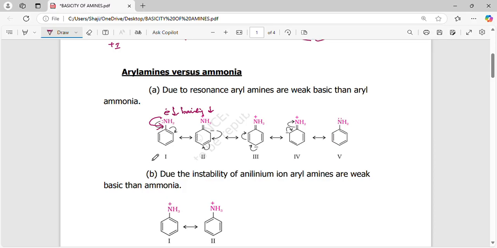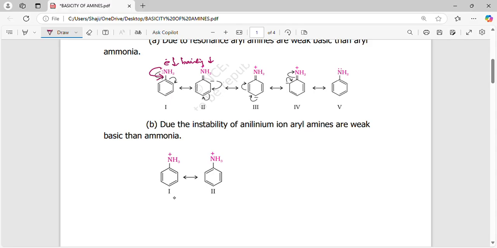This is one of the major reasons. One more reason is the instability of the anilinium ion. Anilinium ion, I'll tell you first. If aniline combines with a proton, why am I talking about the combination of a proton? Because the definition of a base is the one which accepts a proton. So when aniline combines with a proton, acting as a base, it changes to NH3+ attached to benzene. This is called the anilinium ion.